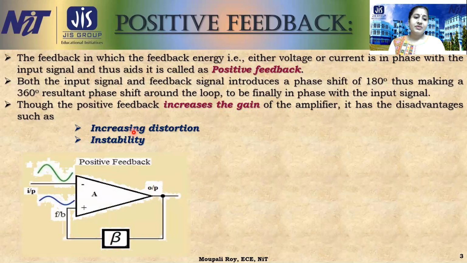Okay, suppose we have this positive feedback. Whatever input we get, in the feedback also we get the positive one. This is from the output through the feedback to the input. This is the feedback factor. With the feedback factor we get an output on this side, and with the input, you can see the phase angle is the same.